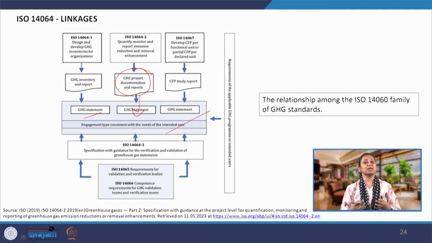So, all these are interrelated, interlinked. Sometimes we will use them together while reporting GHG emissions. These are very much linked, the 14060 family. Within the 14000 family, we have this 14060 family, and a lot of these are interrelated. 14063, here we are talking about verification and validation. This brings us to validating the GHG statement, verifying the GHG statement, and 14065 and 66 are talking about verification and validation.